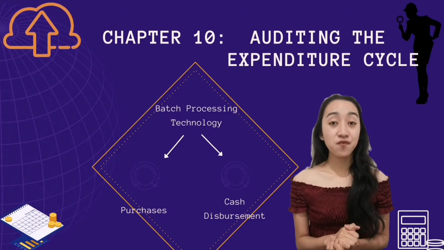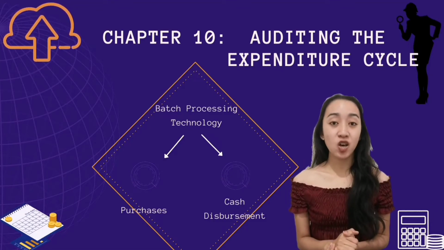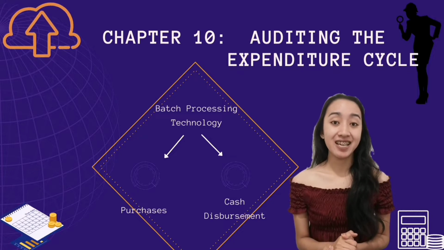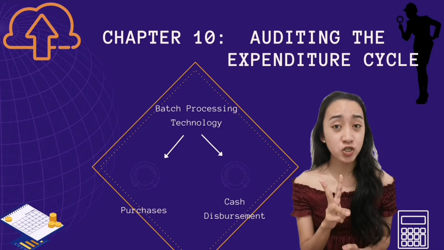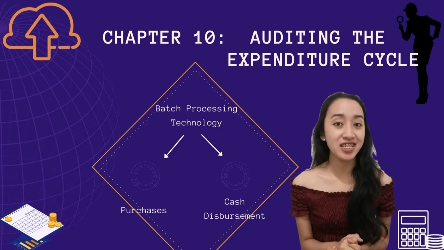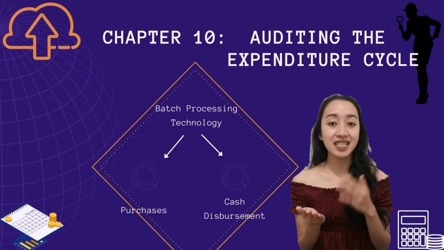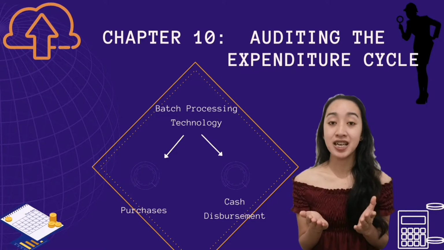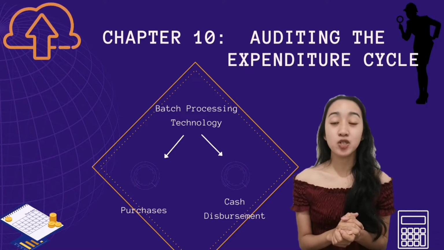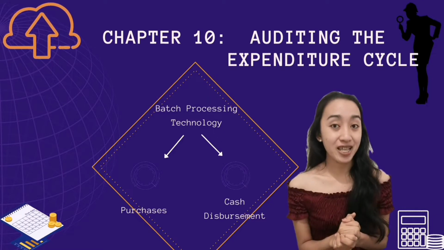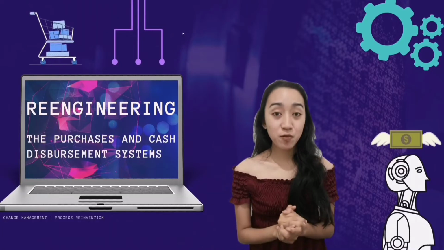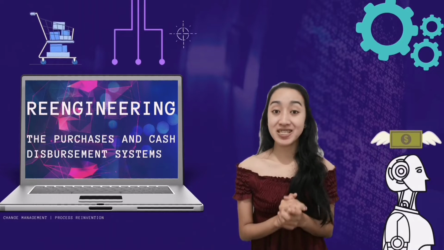Hi! As a review, this chapter 10 is about auditing the expenditure cycle. And here, the previous reporters have discussed the two procedures using batch processing technology, the purchases and the cash disbursement procedures. And now, the topic that we're going to discuss is related to these two. What is the topic? Reengineering the purchases and cash disbursement system.